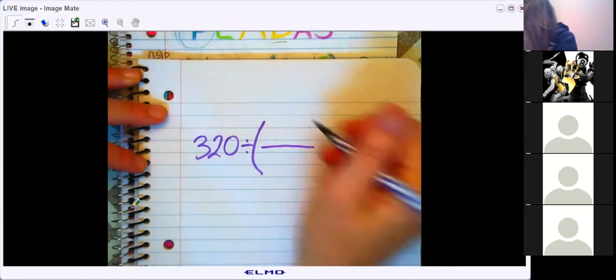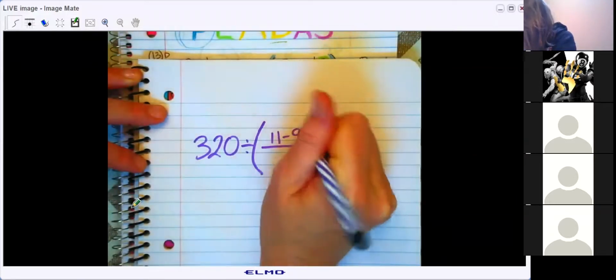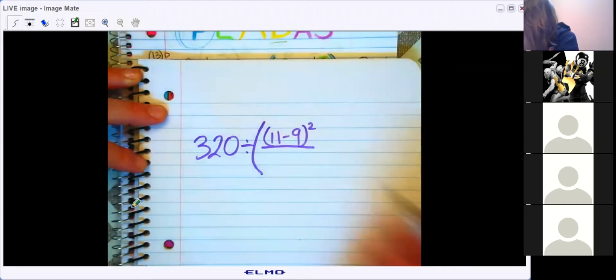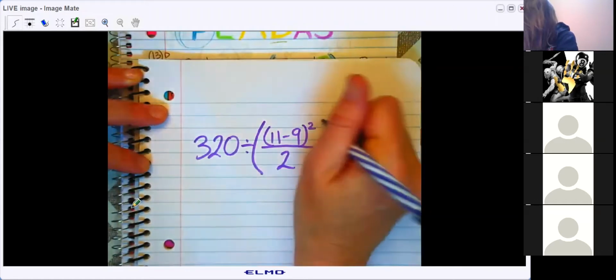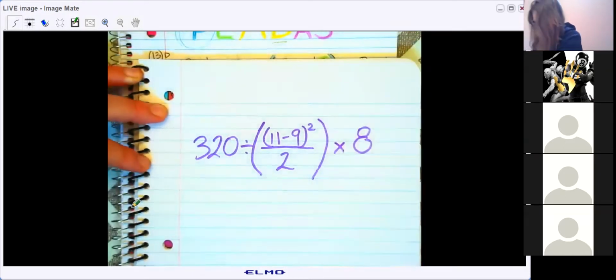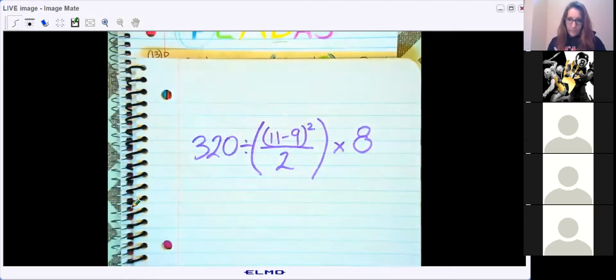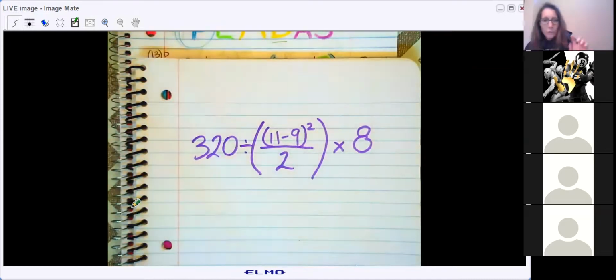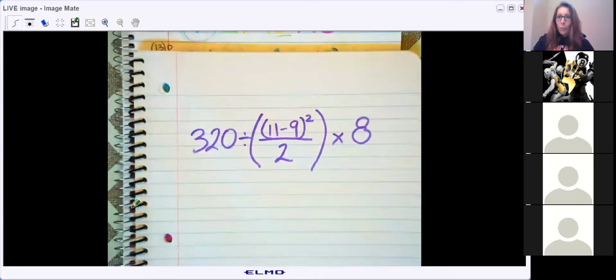A fraction, which is 11 minus 9 squared over 2, in parentheses, times 8. All right, so if you feel confident in doing this, you can turn your volume down. I'm going to start working through it. When you finish, put your answer in the chat, and then we can do that.